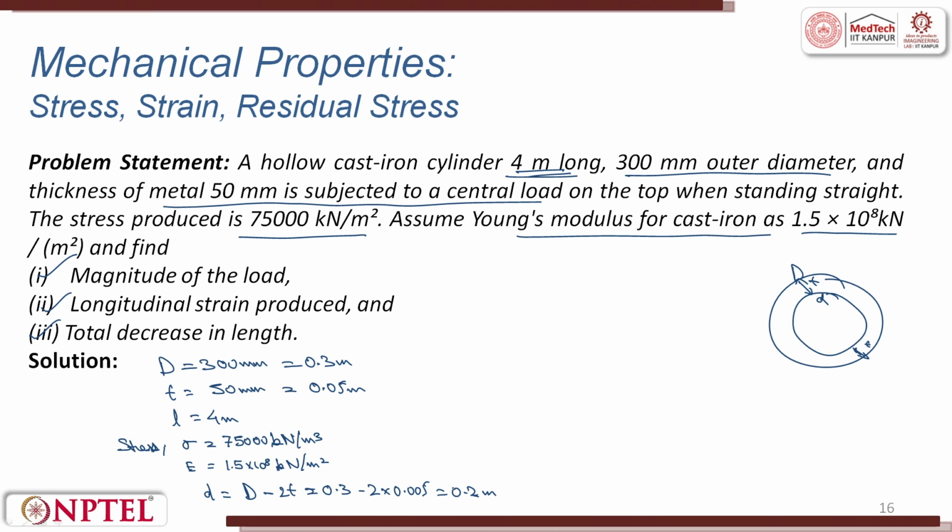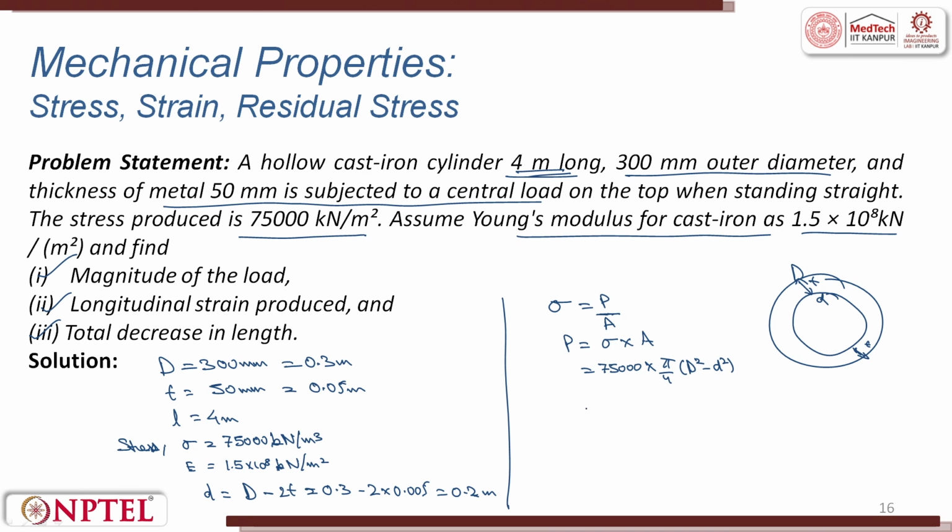Now let us start solving the problems that it has asked. Magnitude of the load, I need to determine. I will try to solve it here. If I know that sigma is equal to P by A, that is load per unit area, so I need to find P is equal to sigma into A, that is stress into area, which is equal to 75,000 into the area. Now this area is pi by 4 because this is a cylinder.